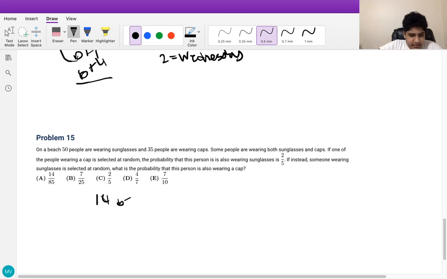So, now that we have 14 people who wear both, if we check someone wearing sunglasses, there's 50 people, and we still have 14 who wear both, so our answer is 14 over 50, which is equal to 7 over 25, which is choice B, and we are done.